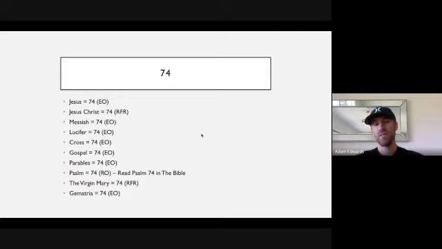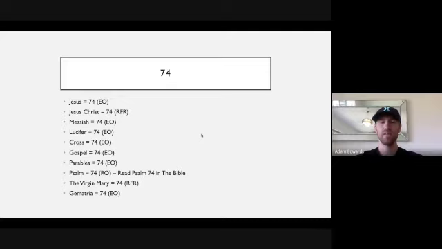So Jesus equals 74 in English ordinal. Jesus Christ equals 74 in reverse full reduction. Messiah, which is another name for Jesus, equals 74 in English ordinal. Lucifer, which is Satan, the devil, equals 74 in English ordinal. Cross, Jesus was hung on a cross. Cross equals 74 in English ordinal. Gospel equals 74 in English ordinal. Parables equals 74 in English ordinal. Psalm equals 74 in reverse ordinal. And yesterday I read Psalm 74 in the Bible. I recommend you read it too. It's very interesting. The Virgin Mary equals 74 in reverse full reduction. And Gematria, guys, equals 74 in English ordinal.